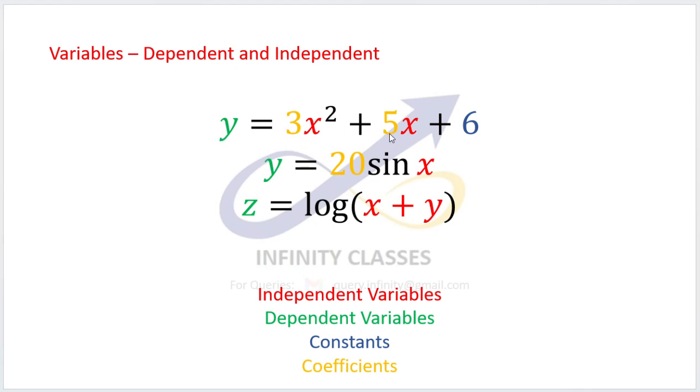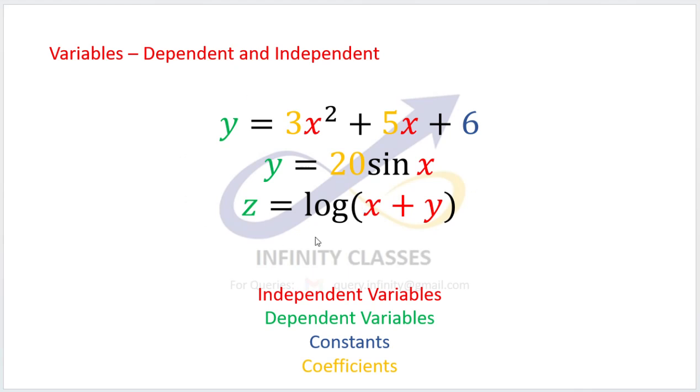3 and 5 in this case are constant coefficients of x square and x respectively, and 6 is a constant. In this case, x is an independent variable, 20 is the coefficient of sin x, and y is a dependent variable. In this case, there are two independent variables x and y, and z is the dependent variable.